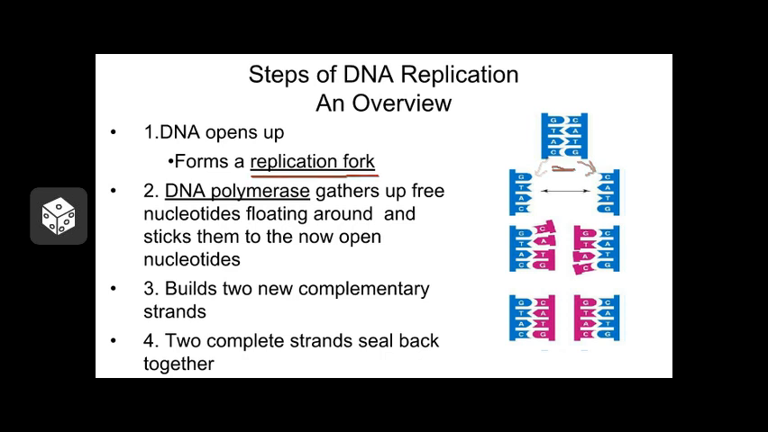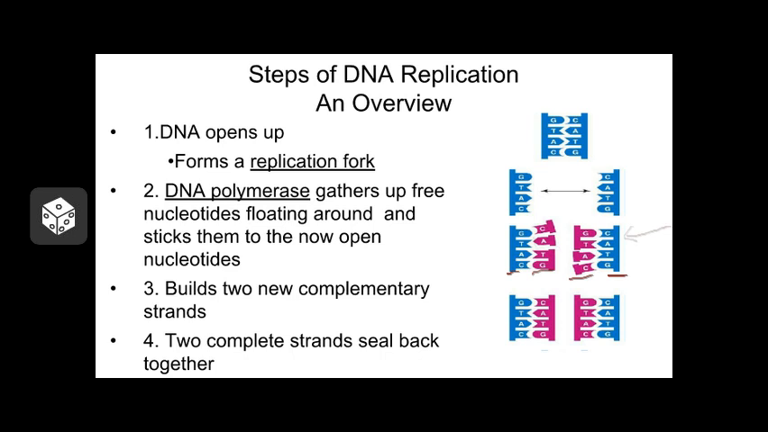Next, we need to add new nucleotides to match the old nucleotides. That's going to be accomplished by several enzymes, but the primary one is called DNA polymerase. Now, there are going to be nucleotides floating around free in the cell, and what polymerase does is it gathers them up and it adds each nucleotide to its complement. So here, for instance, we have a G, a guanine. It's going to be matched up with its partner, a cytosine. Here we have a thymine. It's going to be matched up with its partner, adenine. And the same thing is going to be happening on this other strand over here. So what polymerase does is it builds two new complementary strands and matches them to the original strands.